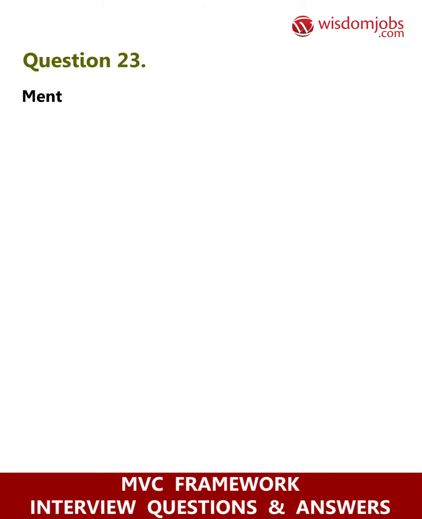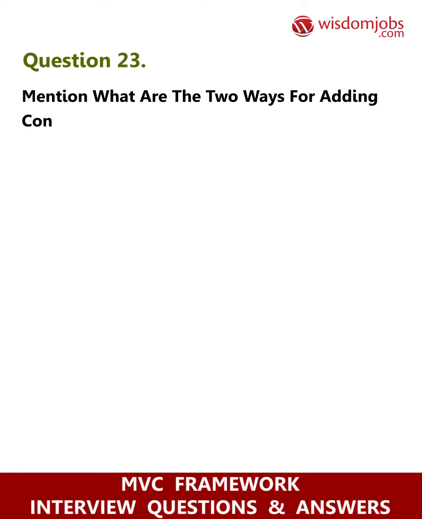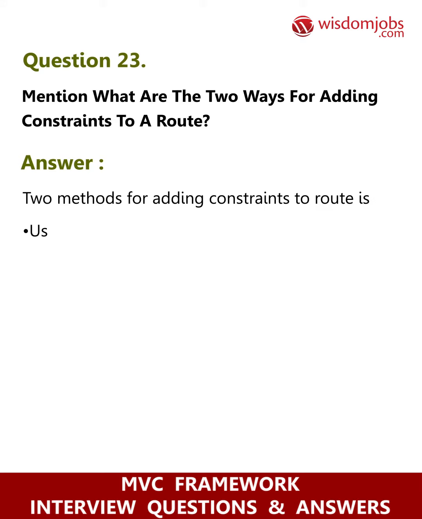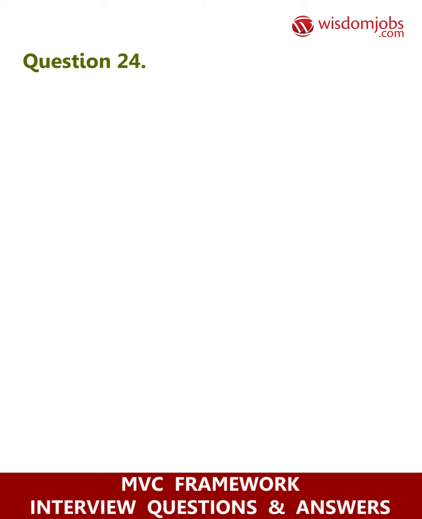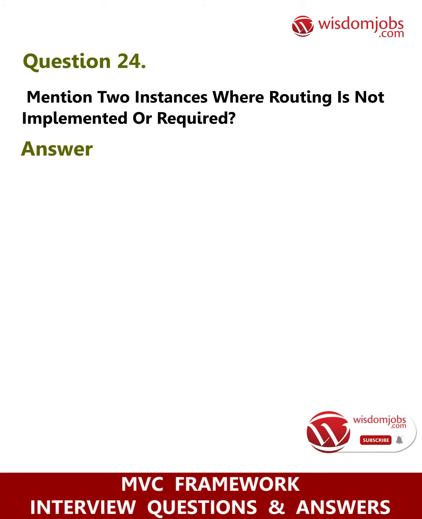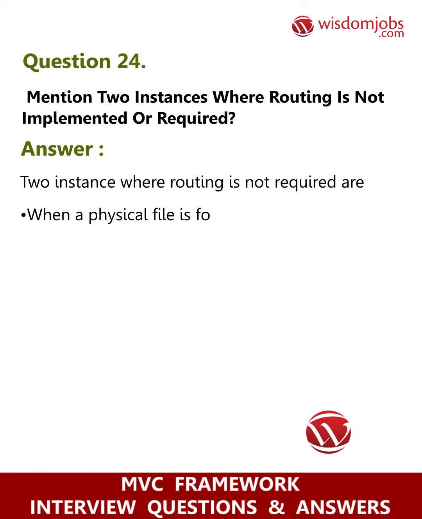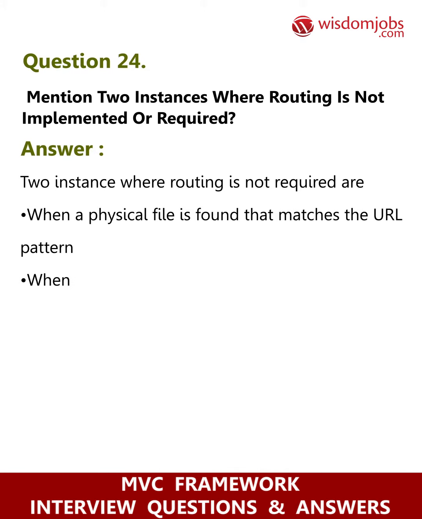Question 23. Mention what are the two ways for adding constraints to a route. Answer. Two methods for adding constraints to a route are using regular expressions and using an object that implements the IRouteConstraint interface. Question 24. Mention two instances where routing is not implemented or required. Answer. Two instances where routing is not required are when a physical file is found that matches the URL pattern, and when routing is disabled for a URL pattern.